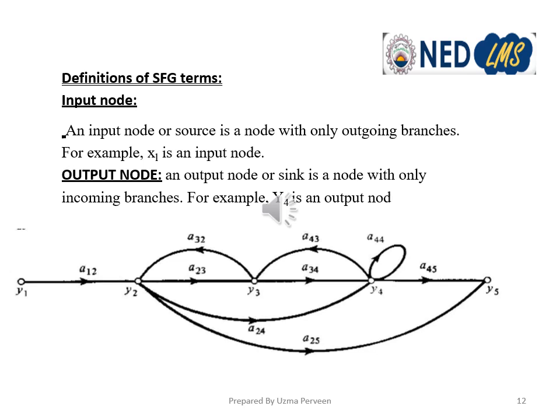Similarly, the output node we define as the node which has only incoming branches, or it is also called a sink node. So Y5 here is an output node which has only incoming branches. Like Y4 has an outgoing branch from Y4 to Y3. Similarly, Y3 has an outgoing branch from Y3 to Y2 and so on. So there is only one node which has only incoming branches, that is Y5. So Y5 is here an output node. This is also called a sink node, and the input node is also called a source node.